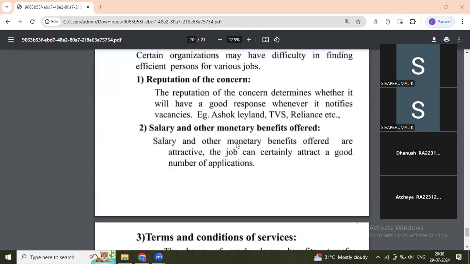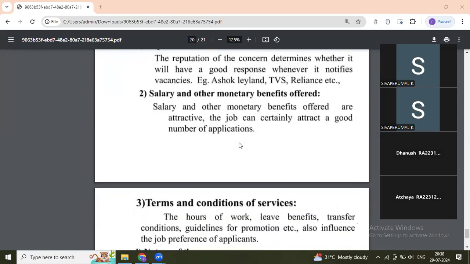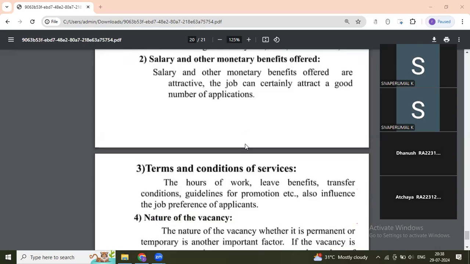Reputation of the concern means people who are willing to work in reputed companies, right? According to that, they will choose. And second, they will choose the company based upon the salary and other benefits, which are monetary and non-monetary benefits. And third one is terms and conditions, which means how many hours should be worked, 8 hours or 12 hours. And what about the leave benefits, how many casual leaves or medical leaves are available. And what about the transfer conditions, and the guidelines for promotions, when they will get them. These things also influence the person to apply for the job.